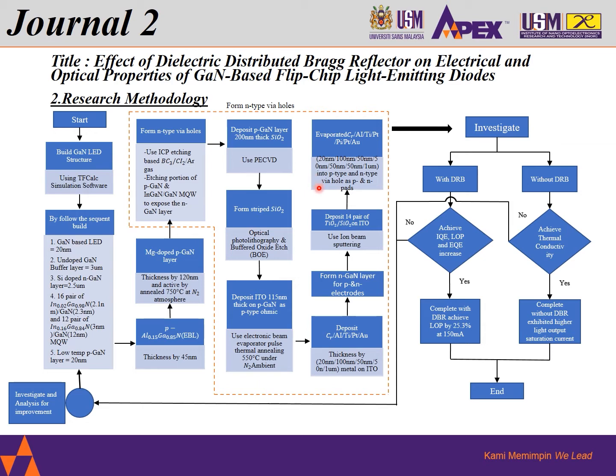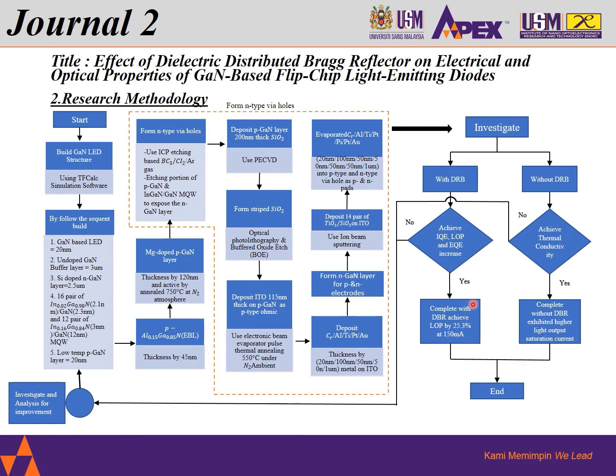After completing the outer structure, we'll be moving on to the investigation. In the investigation, we will divide it into two types, which are with DBR and without the DBR. The structure with the DBR significantly achieves an increase in IQE, LOP, and EQE. Therefore, the structure with the DBR achieves light output power higher by 25.3% at 150 milliampere.